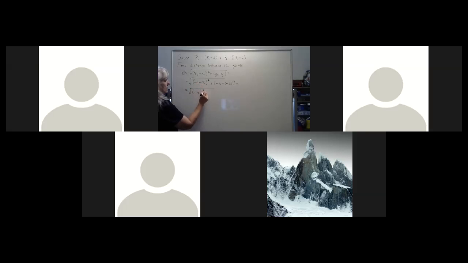Okay. So cleaning up on the inside, -1 minus 5 is a -6. We're going to have to square that still. Over here we have -6 minus a -2. That's going to make that a +2. So -6 plus 2 is a -4, which we're going to square. So that's going to give me what? 36 plus 16, which equals 52.